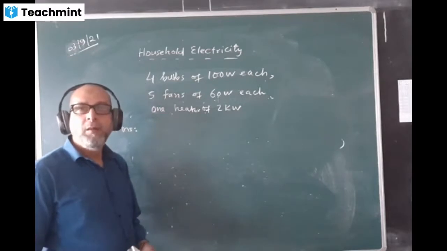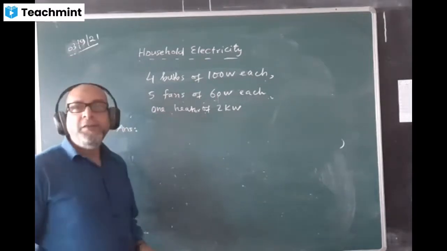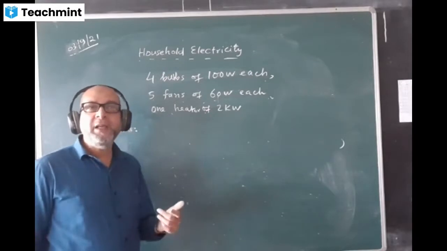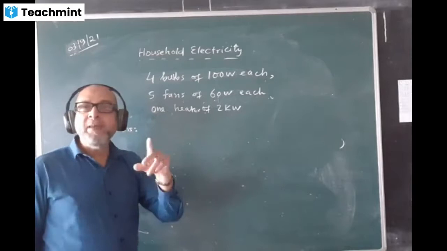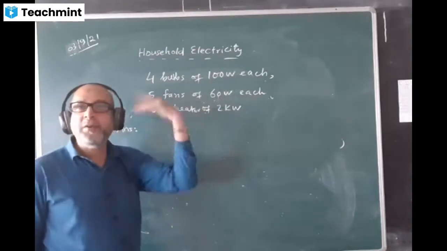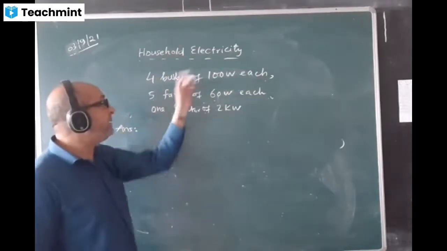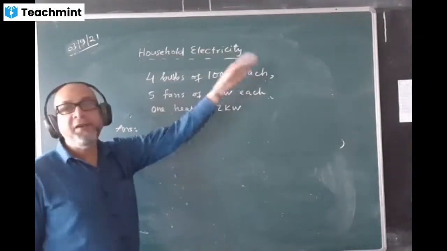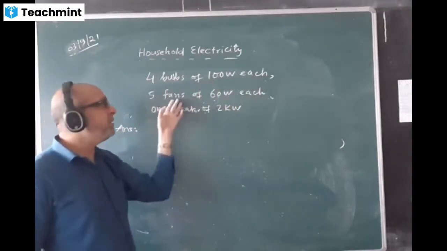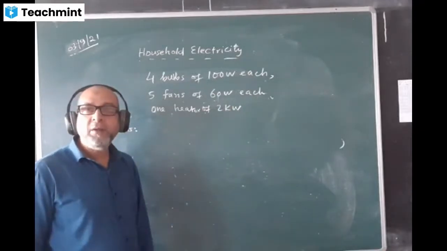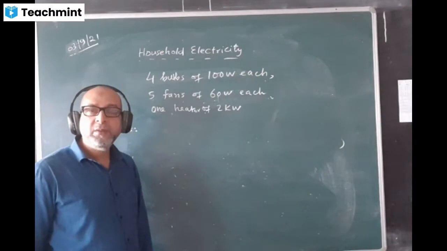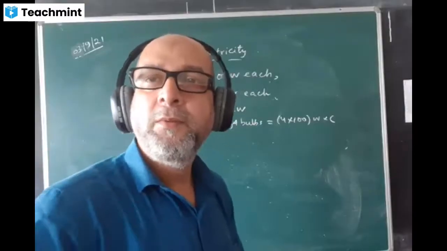Yes, sir. Okay, now this question and the previous one, how are they different? Here we cannot calculate the energy consumption directly, because in the previous question the timing was the same for all. All the appliances were used for 10 hours. Here the timings are all different. Bulbs are used for a different number of hours, fans are used for a different number of hours, and the heater is used for a different number of hours. We have to find the average time. It is fluctuating a lot.